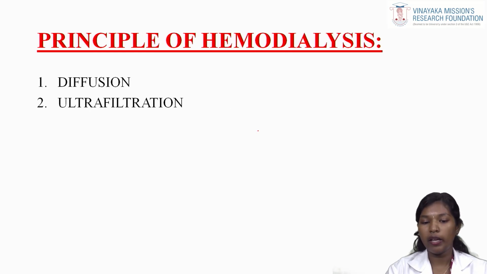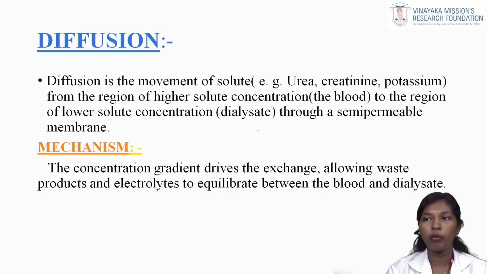Principles of hemodialysis: diffusion and ultrafiltration. First we are going to study about diffusion. Diffusion is the movement of solute from the region of higher solute concentration to the region of lower solute concentration through the semi-permeable membrane. Here the solute means urea, creatinine, and potassium. Higher concentration means blood, lower concentration means dialysate, through the semi-permeable membrane.